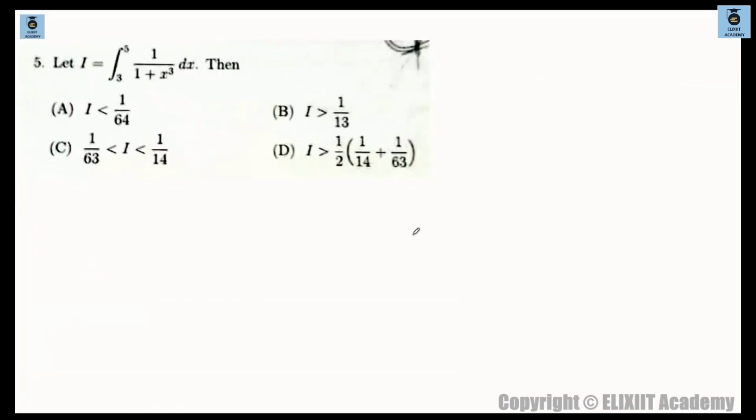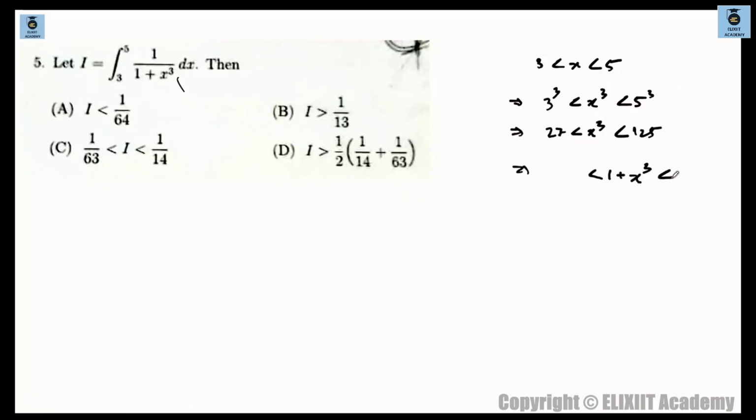Okay, we have this fifth question. I is given to be this integral. So what we have to do is approximately find the value of this. So we can try to establish some sort of inequalities. That's what we do basically. So here x lies in between 3 and 5. So x cube will lie in between 3 cube and 5 cube, which means this is 27 and this is 125. Then we try to create 1 plus x cube. So 1 plus x cube will lie in between 28 and 126.